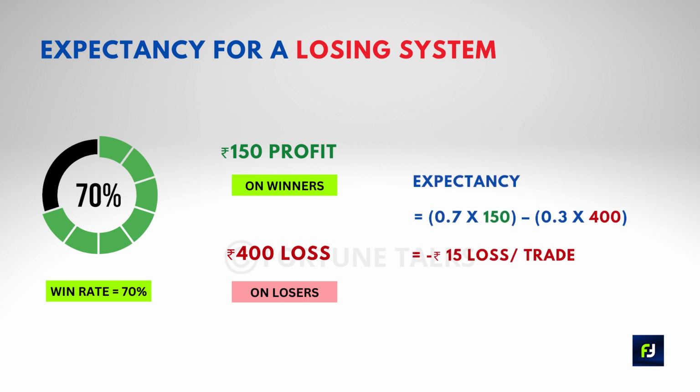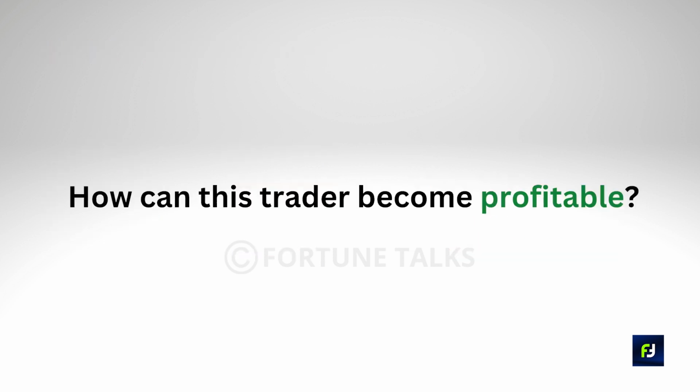What this means is that for every trade this trader places, he can expect on average that 15 rupees will drain from his account. Over 10 trades, he can expect to lose 150 rupees. Please note that I am taking smaller values for easy understanding, and these numbers can be in lakhs or even crores for some traders. Now with a negative expectancy, the more trades taken, the more money is lost, and the trader may win often, but he is not profitable overall. So how can this trader become more profitable?